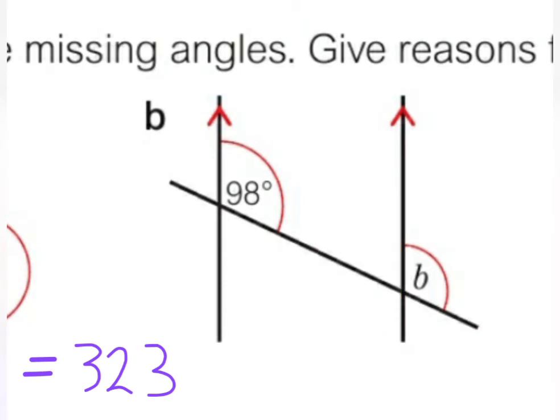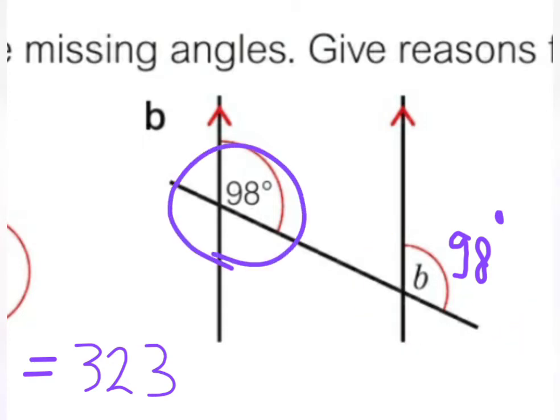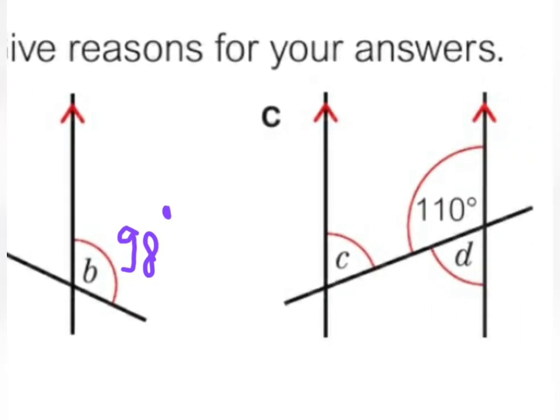So B here is 98. And the reason is what? Very good, corresponding angles. Because both angles here, this and this one, are corresponding angles. So this is the reason for angle B. Now let's move on to question C.